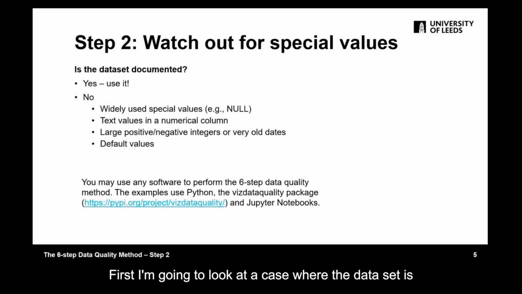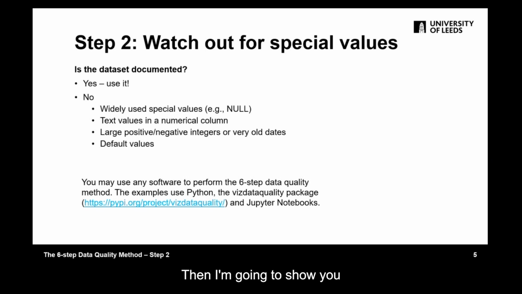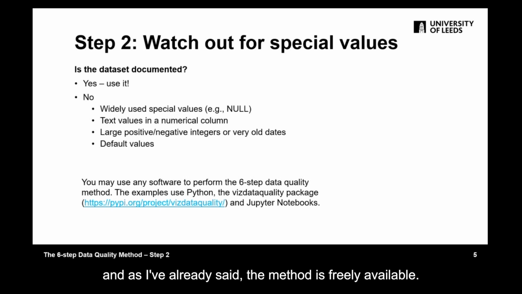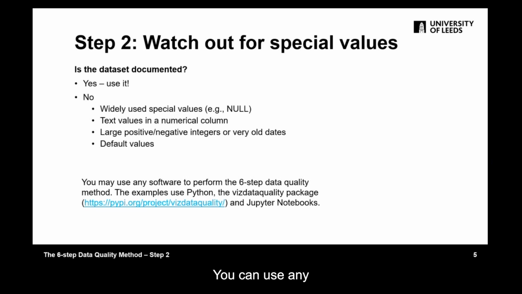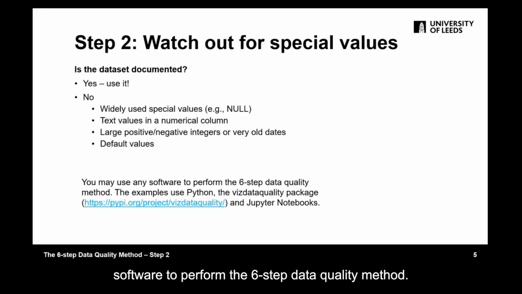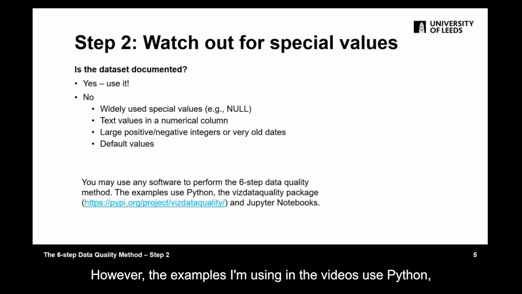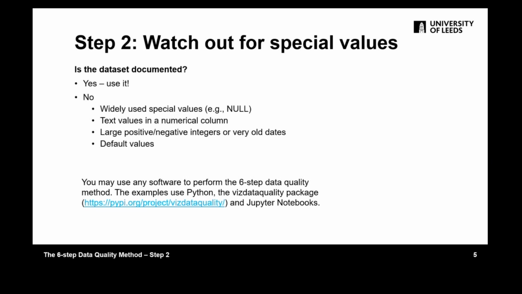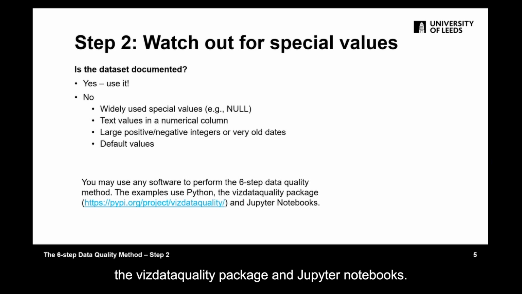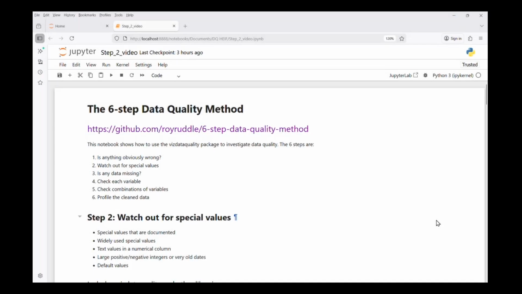First, I'm going to look at a case where the dataset is well documented. Then I'm going to show you 4 approaches that help when the dataset is undocumented. I will use a different dataset for each approach, and as I've already said, the method is freely available. You can use any software to perform the 6-step data quality method. However, the examples I'm using in the videos use Python, the Viz Data Quality package, and Jupyter Notebooks.